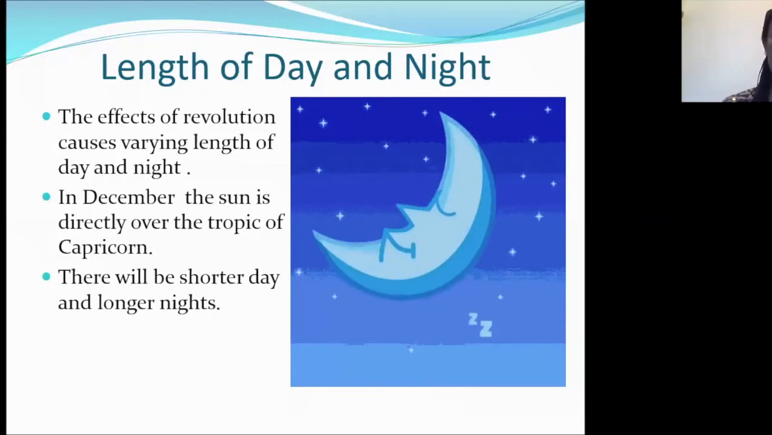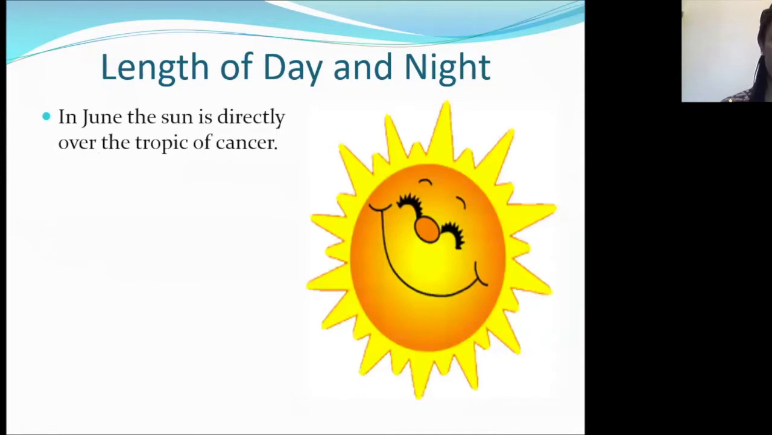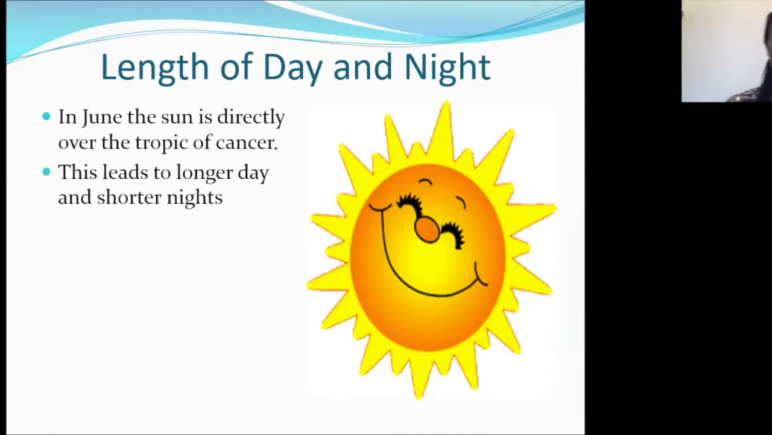The length of days and nights. In June, the sun is directly over the Tropic of Cancer. This leads to longer days and shorter nights. So that means you can shop later. Dark will be falling around 7 to 8 o'clock.